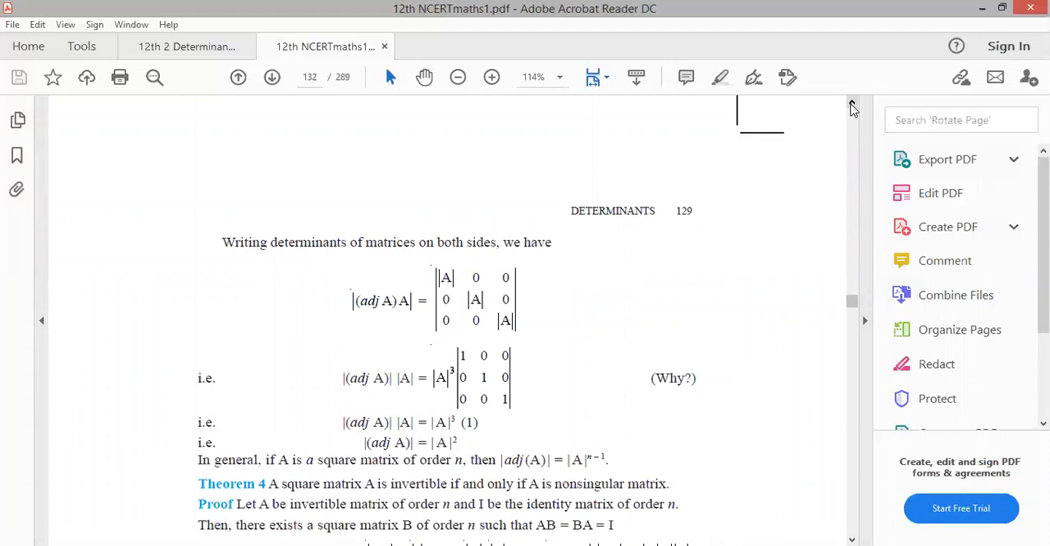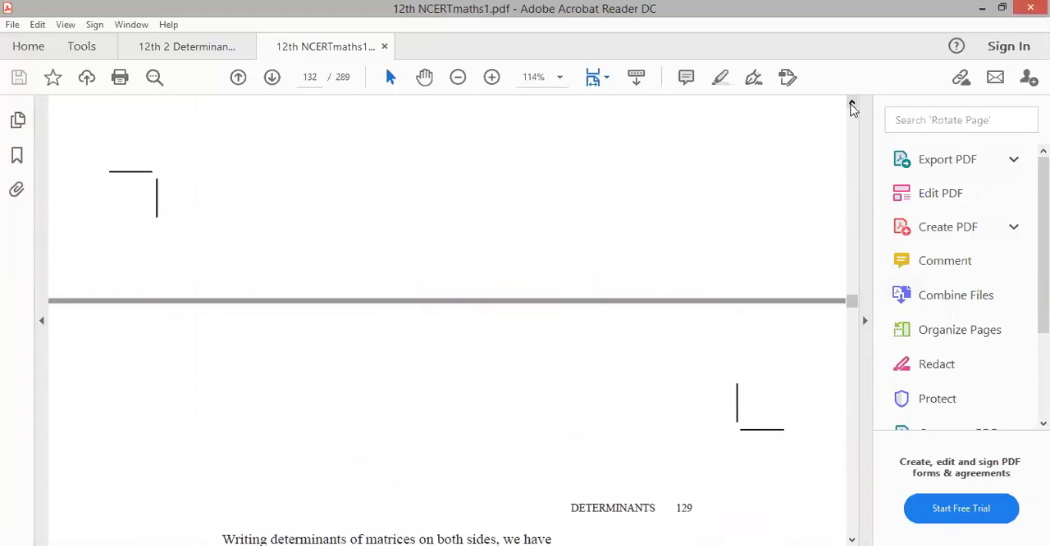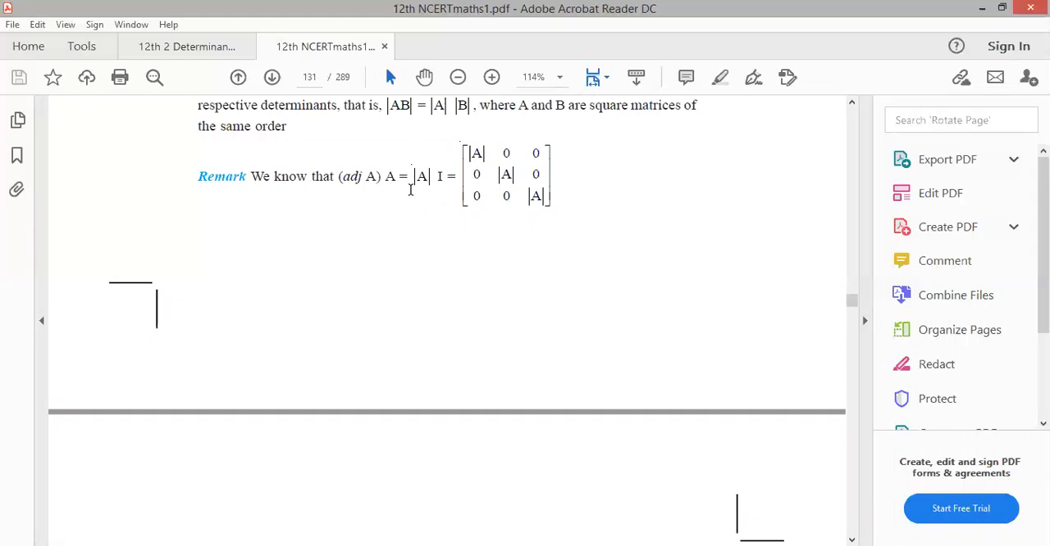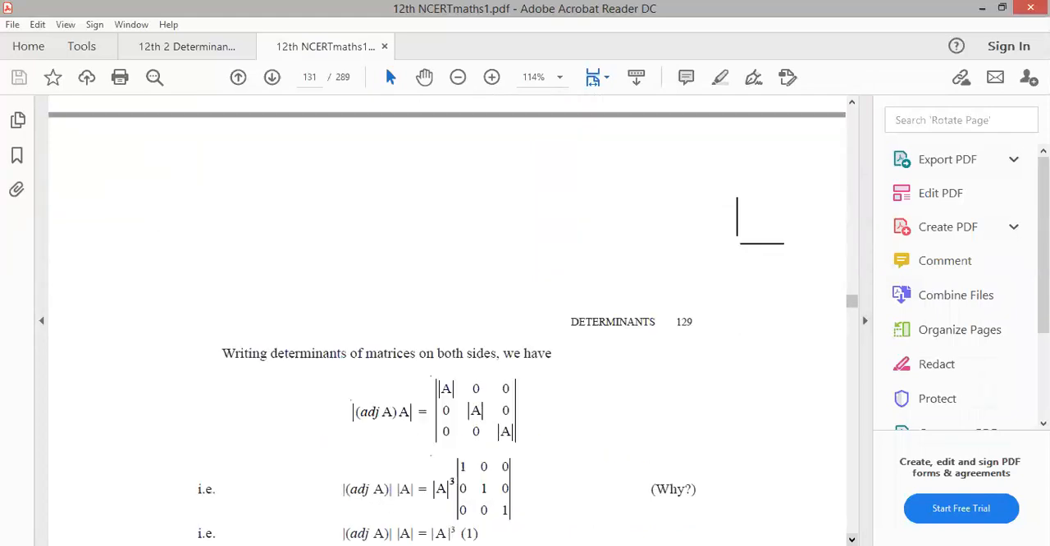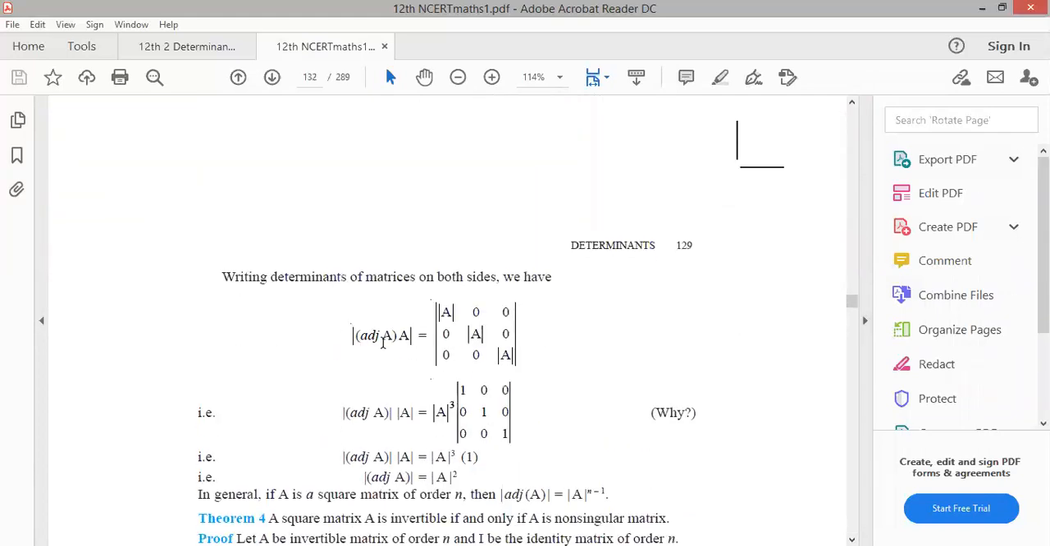Here we have a remark that is taken from this very theorem, that adjoint of A into A is equal to determinant of A into I. If we now take the determinant of adjoint of A into A, on the right hand side we take determinant of A common from each row. It will be determinant of A cube times the identity matrix. You know the identity matrix has determinant equal to 1, so the determinant of adj A into A is equal to determinant of A cube.